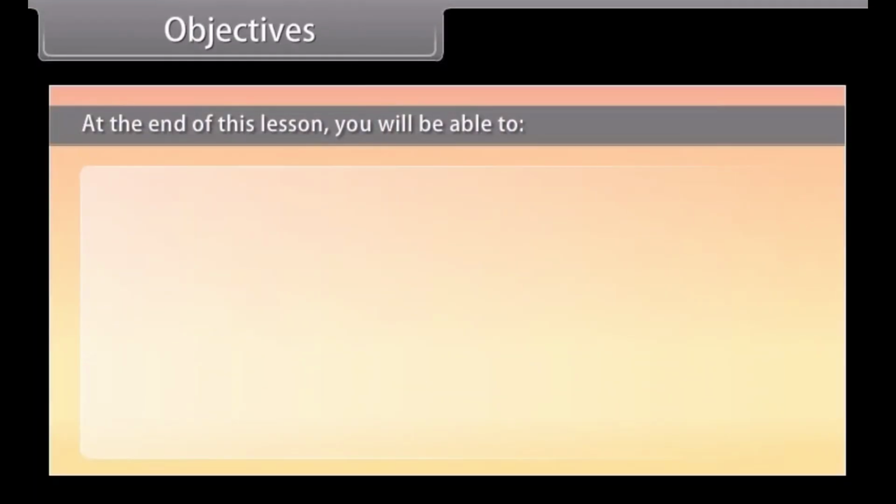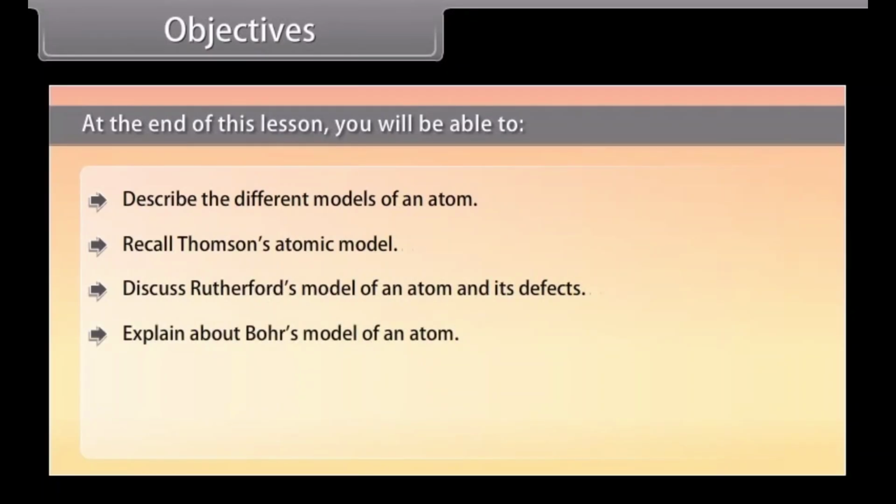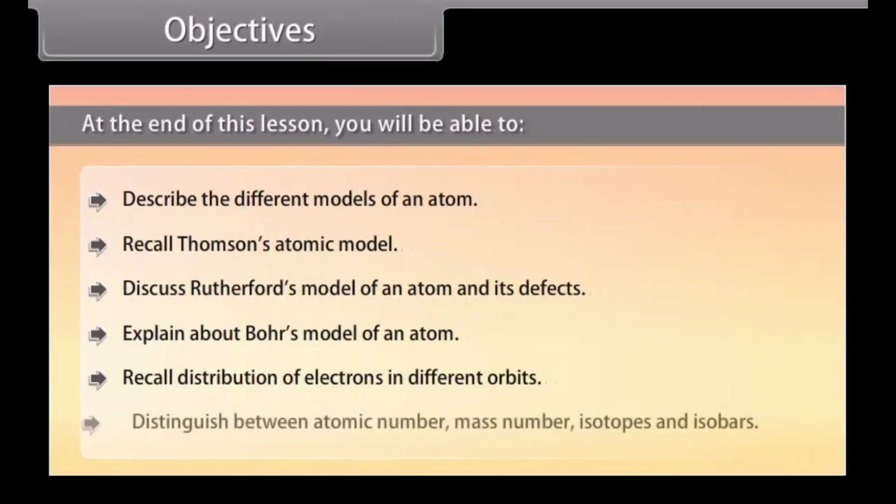Objectives. At the end of this lesson, you'll be able to describe the different models of an atom, recall Thomson's atomic model, discuss Rutherford's model of an atom and its defects, explain Bohr's model of an atom, recall distribution of electrons in different orbits, and distinguish between atomic number, mass number, isotopes, and isobars.